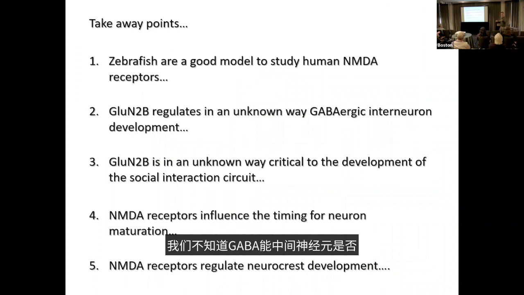We don't know if GluN2B or GABAergic interneurons are directly involved in this, or whether it's the development of cholinergic, dopaminergic, or oxytocinergic neurons. Some results I'm not going to show you here indicate that NMDA receptors are involved in the timing of neuron maturation. As many people realize, we think of NMDA receptors as synaptic, but they're everywhere in the brain and in the body. We're seeing that they're involved, for example, in regulating neural crest development, which generates many non-neuronal tissues.